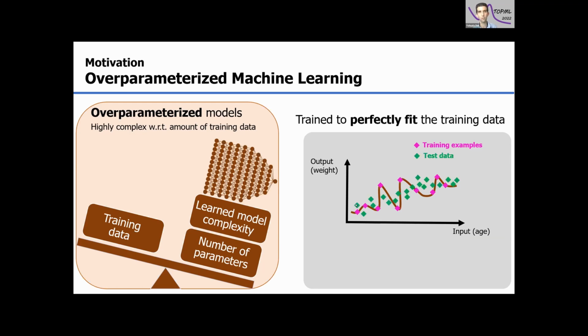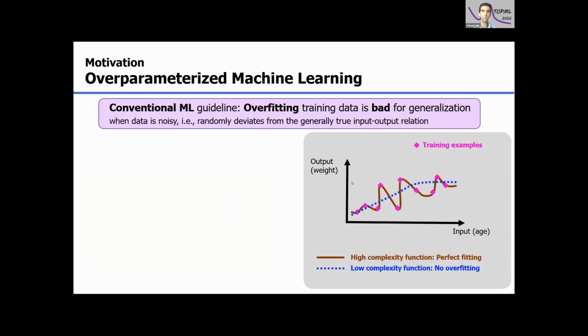But of course, the actual goal is that this learned function will operate well on test data beyond the training dataset. This means to generalize. The conventional machine learning guideline says that overfitting training data is bad for generalization. To be precise, this is mainly true when data is noisy. And therefore, conventional machine learning wisdom suggests to learn a function from a low complexity solution space, like this blue dotted curve. And therefore, it cannot perfectly fit the training data, and it generalizes nicely if you do it properly.